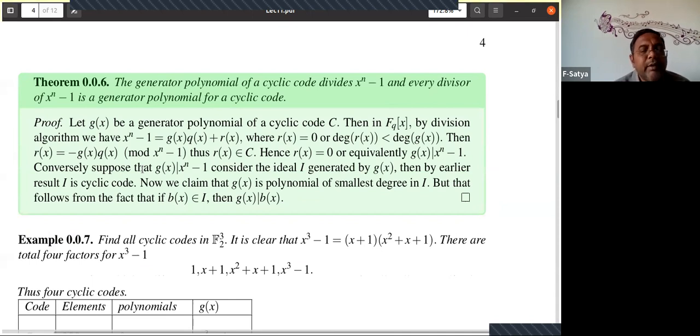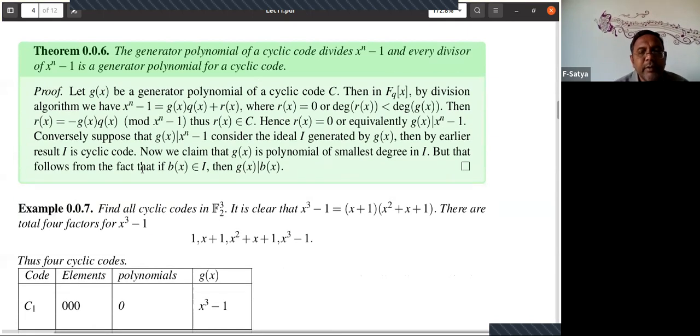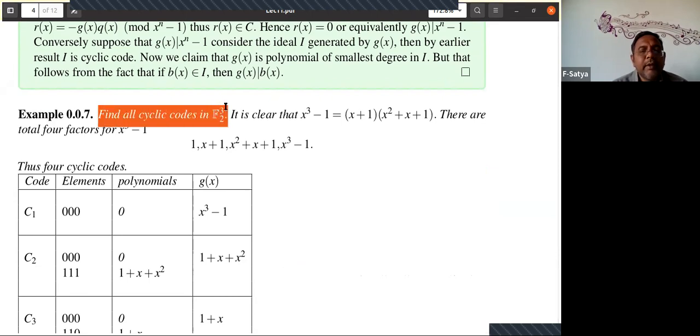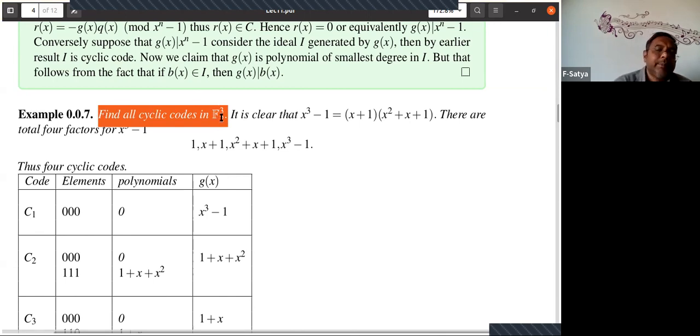That means there is a one-to-one correspondence between divisors of x to the power n minus 1 and generator polynomials. This is what we established in the previous class. So for example, I want to find all cyclic codes in F_2 to the power 3, right? F_2 to the power 3 means codewords of length 3. Now we need to find all cyclic codes here, right?